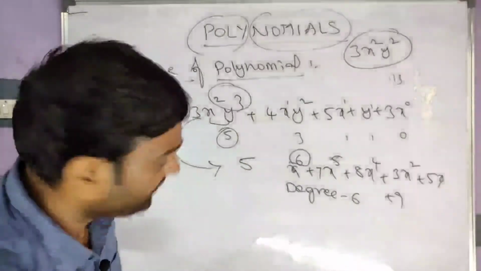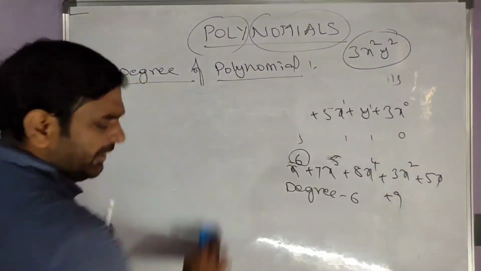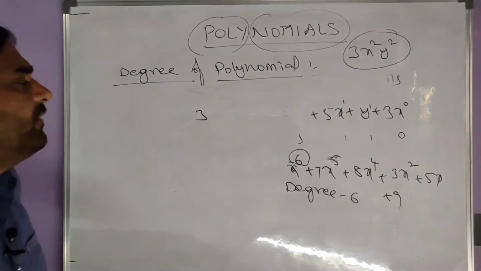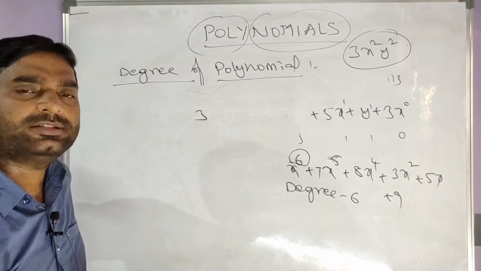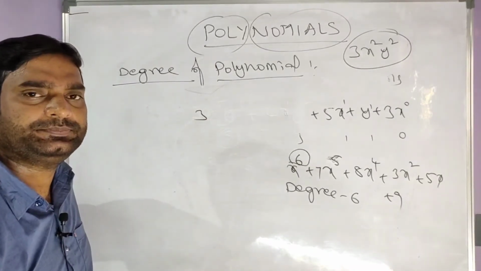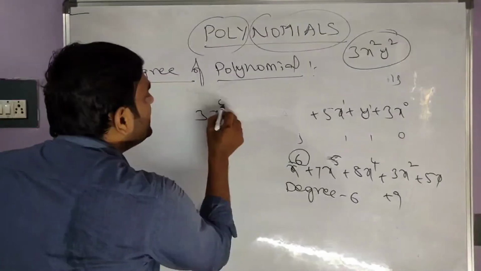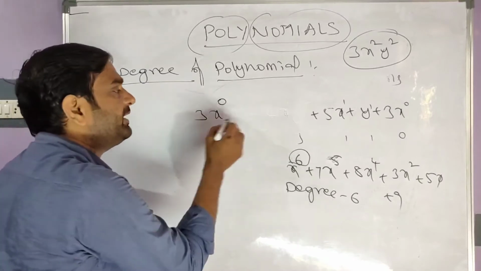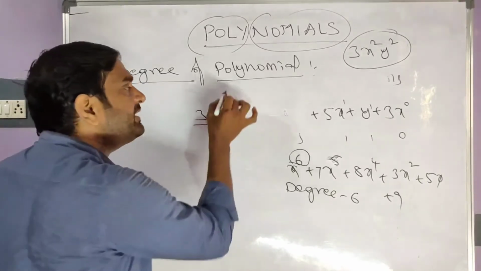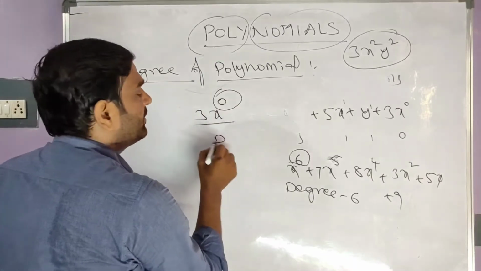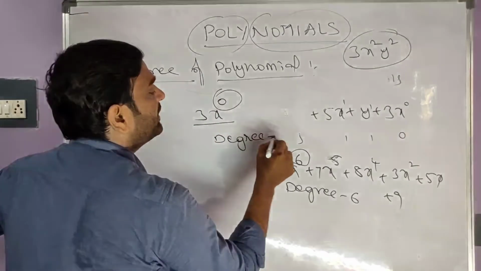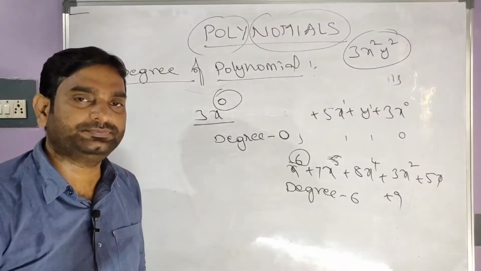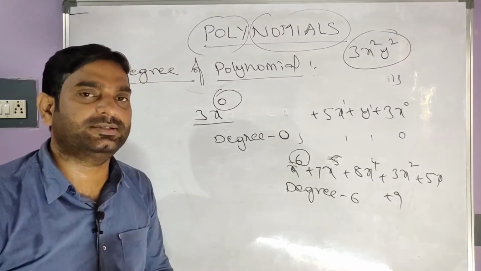Now the question is, if you are given just a numeric 3, what is the degree of this one? This is also a polynomial, so what is its degree? 3 can be written as 3 into x power 0, because x power 0 is 1, and 3 into 1 is 3, no change. What is the degree here? 0. The degree of a constant number is 0. The degree of a constant polynomial is 0.